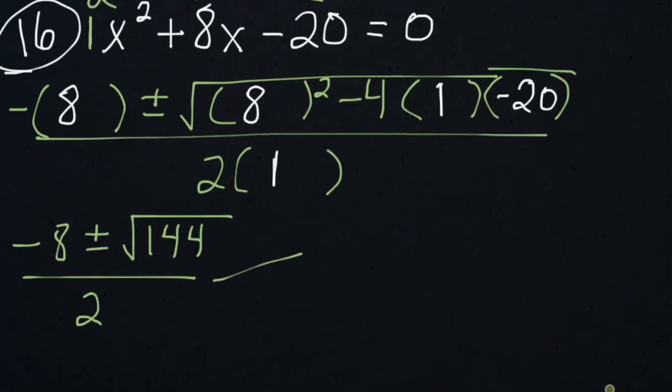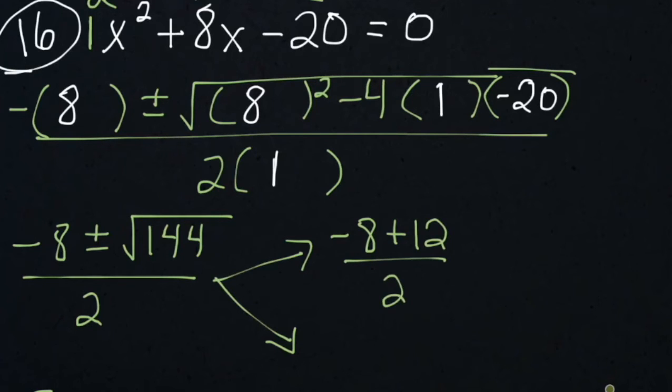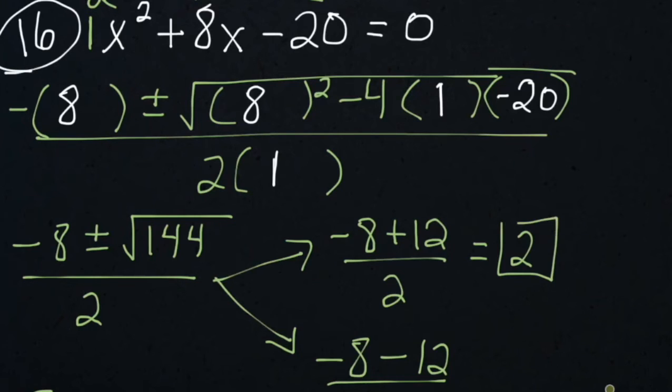I actually recognize that number. It is a perfect square. The square root of 144 equals 12. So I can plug in a 12. So negative 8 plus 12 divided by 2, and negative 8 minus 12 divided by 2. Negative 8 plus 12 gives me a positive 4. 4 divided by 2 is 2. One of my roots is at 2. Negative 8 minus 12 is negative 20. Negative 20 divided by 2 is negative 10. So the other root is at negative 10.